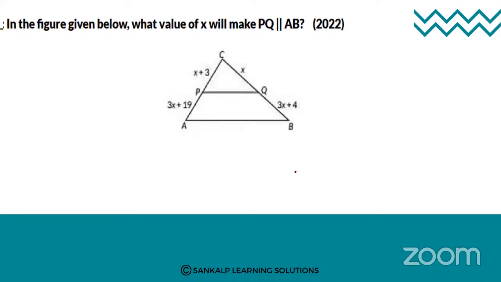Next, in the figure given below, what value of x will make PQ parallel to AB? That means we need to find out the value of x here. CP value is x plus 3. PA value is 3x plus 19. CQ value is x and QB value is 3x plus 4. So we need to find out the value of x.